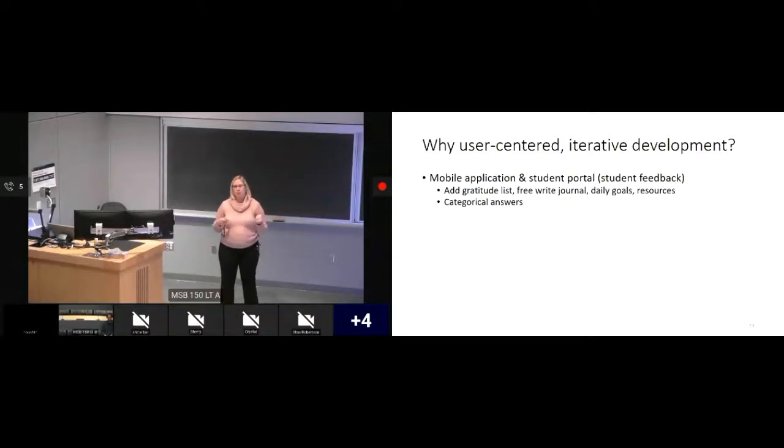We also had to ask them about the categorical answers. So for the mobile application, some things were ordinal on a scale of 1 to 5. How's your mood? But then we also had some categorical answers, like what recovery activity did you participate in, or what did you do for yourself today? And we had to find out from students, what are some things that you might do for yourself today? Exercise, meditation, etc.